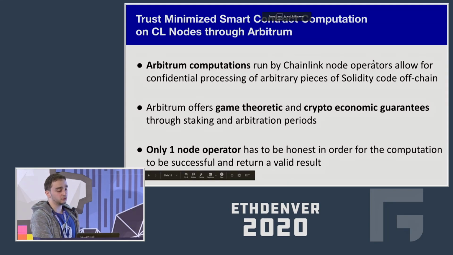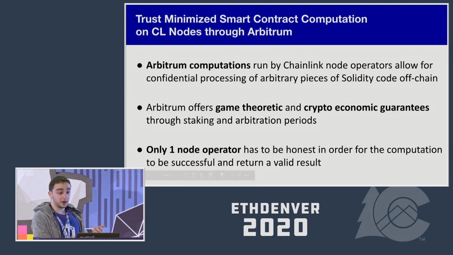Now, how is this result provably secure? Well, basically the way Arbitrum computations work is they're being run by Chainlink node operators. These Chainlink node operators will basically offer the reputation behind them. They're node operators who are running blockchain infrastructure operations of multiple millions of dollars of value around the world, right?